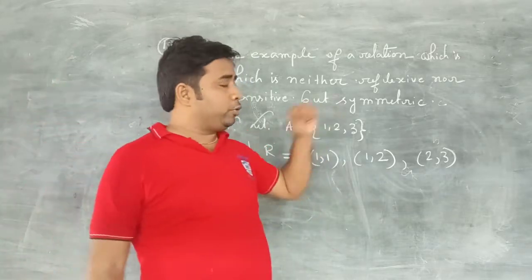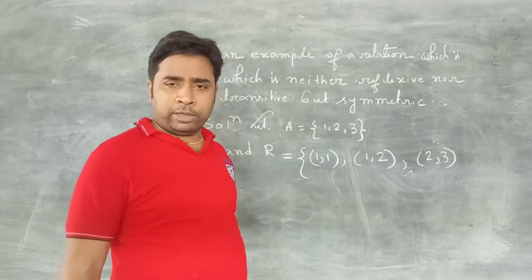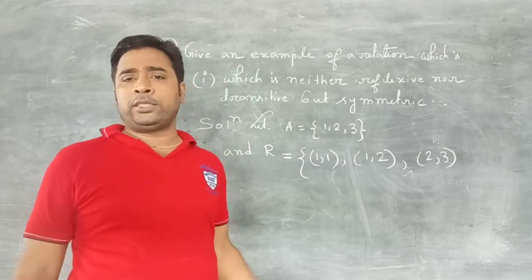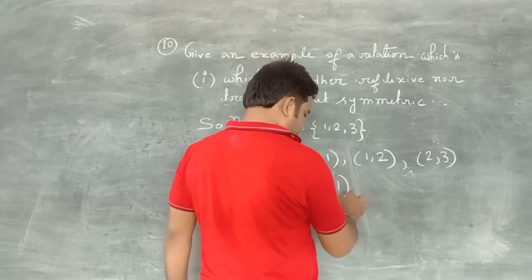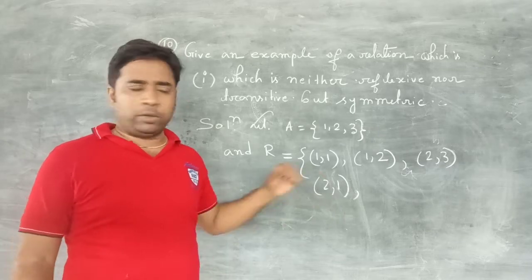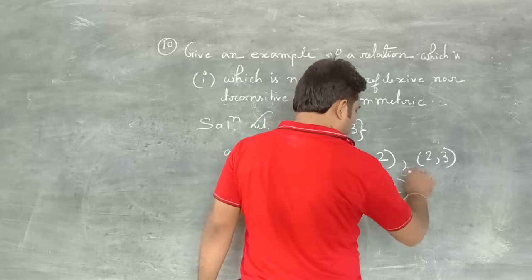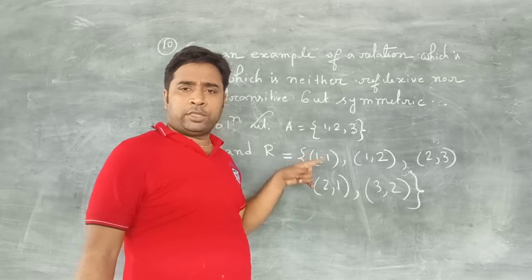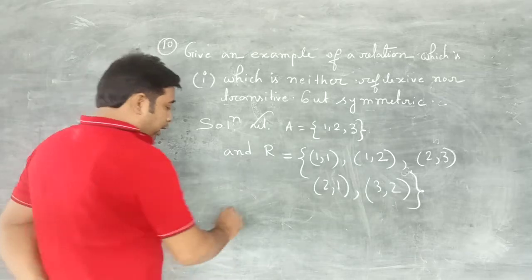But according to the question, it should be symmetric. Let us see whether it is symmetric or not. (1, 1): the opposite of (1, 1) is (1, 1), it is here. (1, 2): what is the opposite of (1, 2)? (2, 1), it is not here. That means it is not symmetric yet. So let us make it symmetric. Let us put (2, 1). The opposite of (2, 3) is (3, 2), it is not here, so let us write (3, 2). So this relation is not reflexive and not transitive, but it is a symmetric relation.